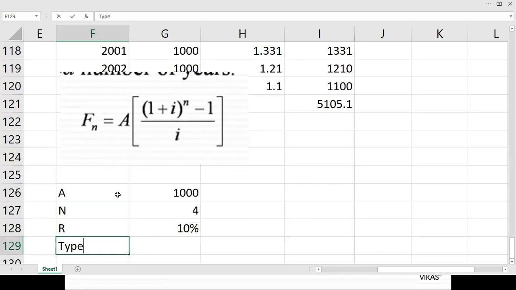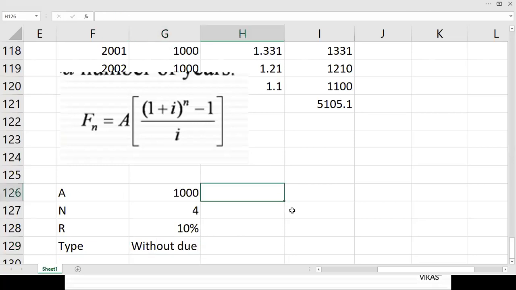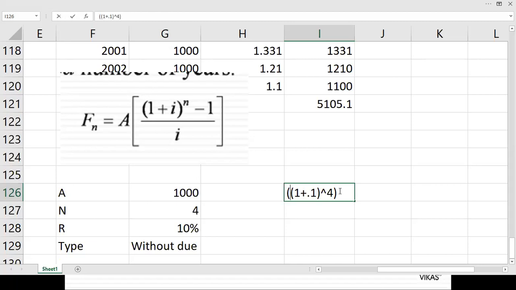So the type is due. First we will do it without due. Without due, how do we calculate? We apply this formula: 1 plus R, where R is 0.1, raised to the number of years, 4, minus 1. Again, we have to divide by R, that is 0.1.